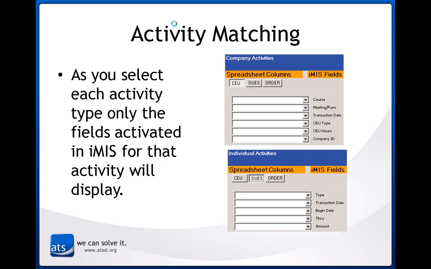As you select each activity type, only the fields activated in iMIS for that activity will display. So in this example, for the CEU activity, only the applicable fields for that activity display, but when you switch to the dues activity, only dues-specific fields display.